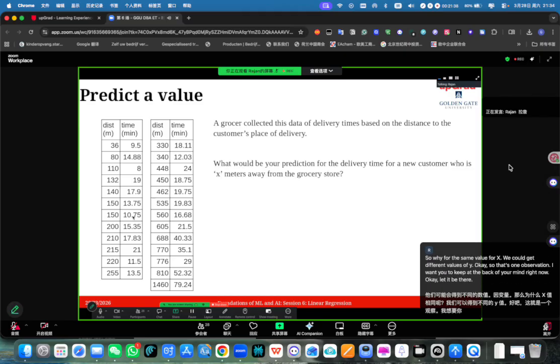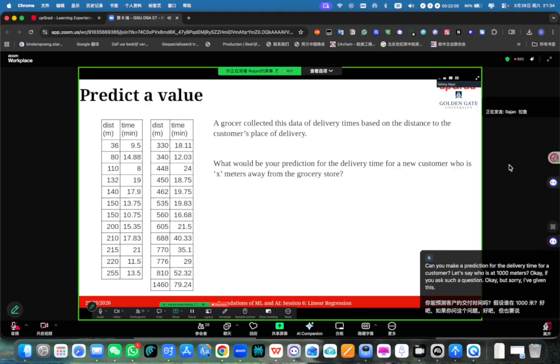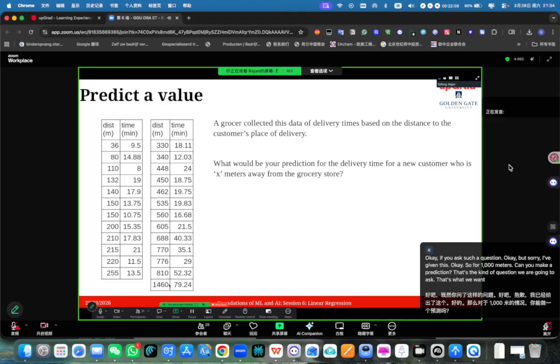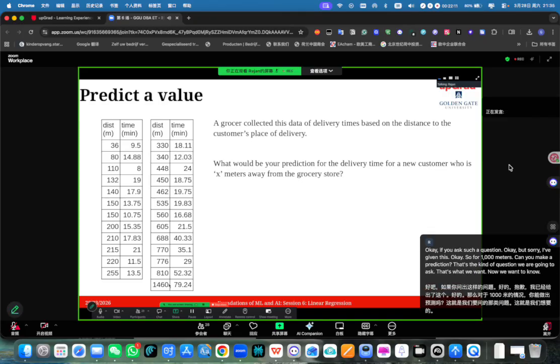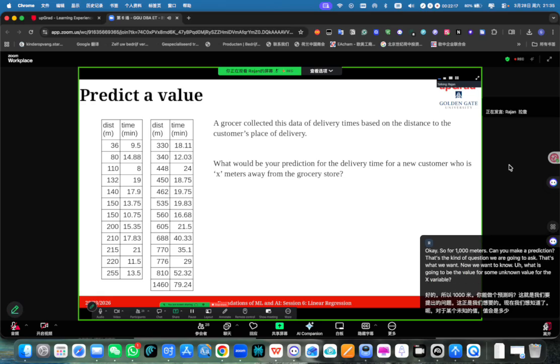Now, given this data, if I ask you a question, can you make a prediction for the delivery time for a customer, let's say, who is at 1,000 meters? So for 1,000 meters, can you make a prediction? That's the kind of question we are going to ask. That's what we want. Now we want to know what is going to be the value for some unknown value of the x variable. So that's what we want to do.